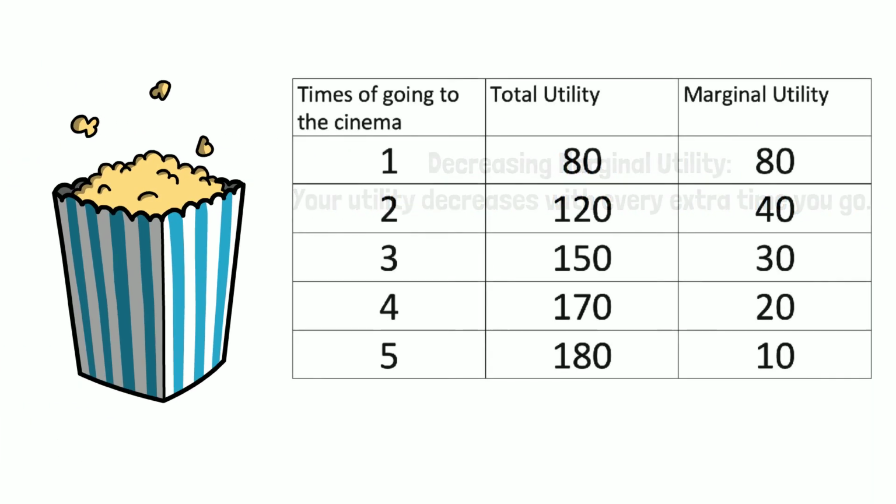We can do the same thing for going to the cinema. You can see the table on your screen now. If you go once, you get a total satisfaction of 80 utils. If you go twice, 120 utils, and so on. The change in utility between not going and going is 80, but the change in utility between going once and going twice is 40 utils, and so on.